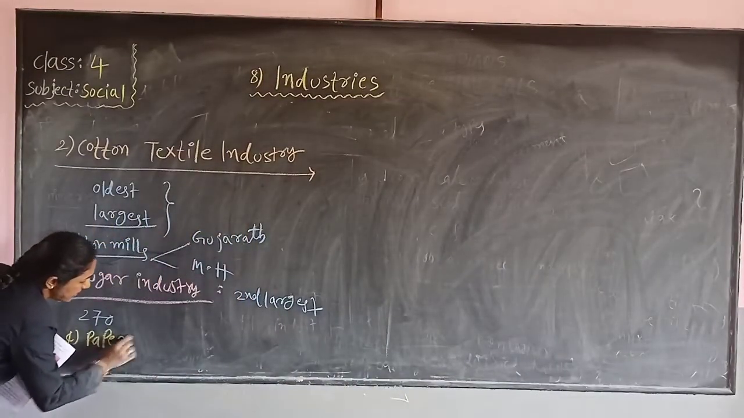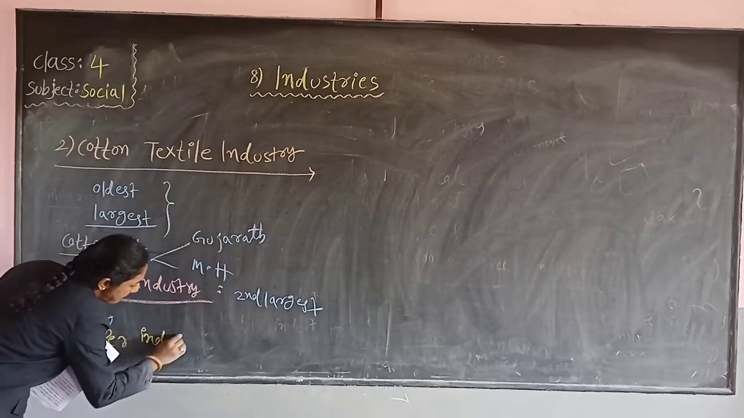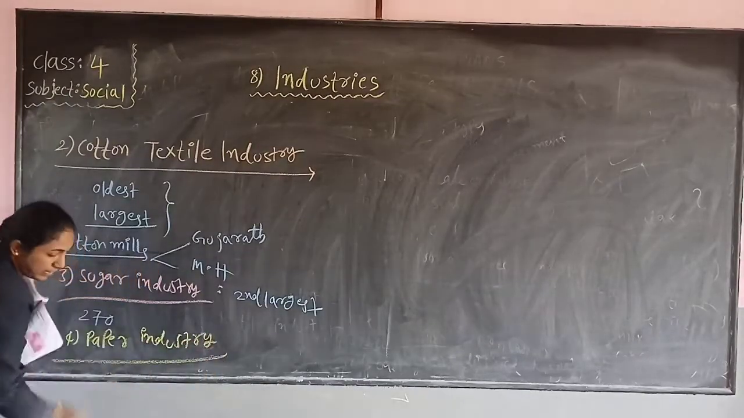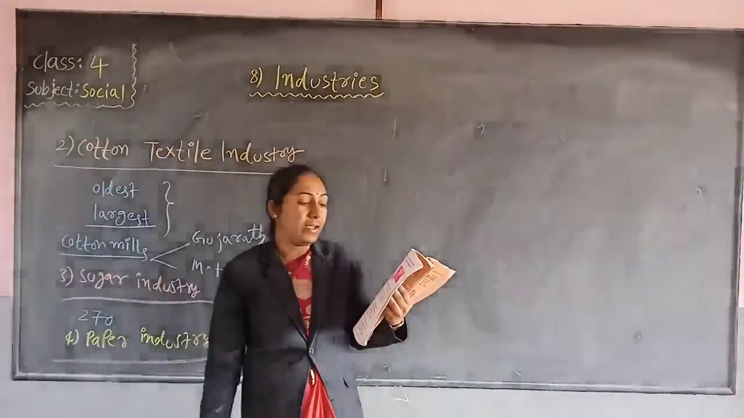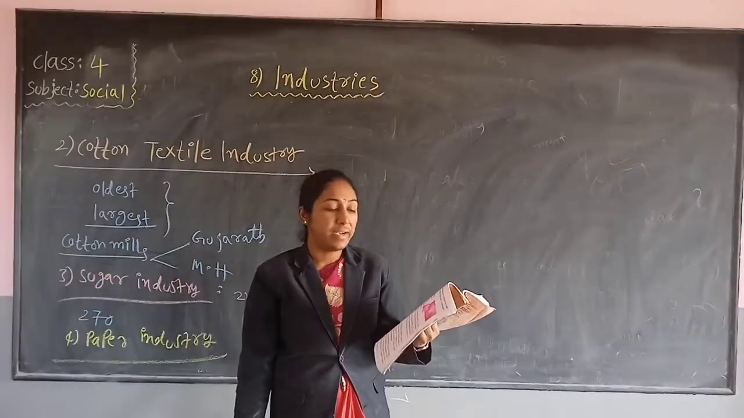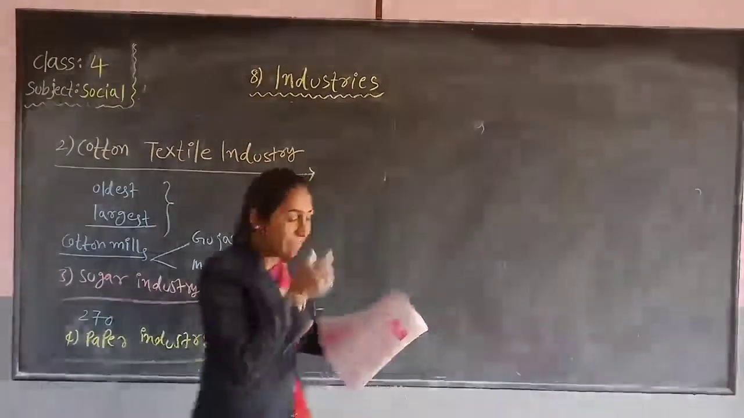Next industry is the paper industry. The first paper mill in India was started in 1870 in West Bengal.